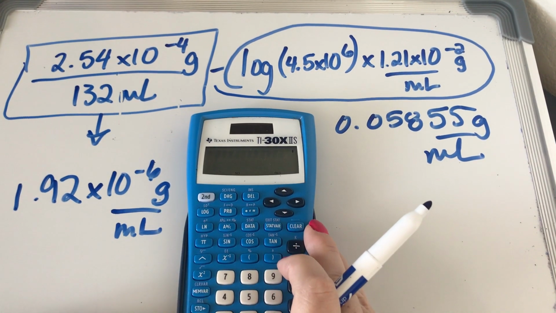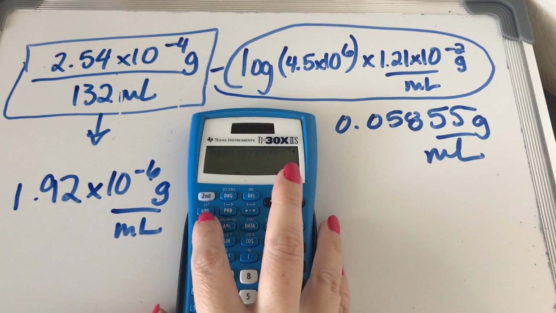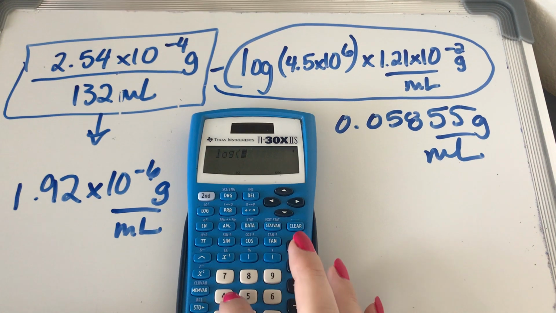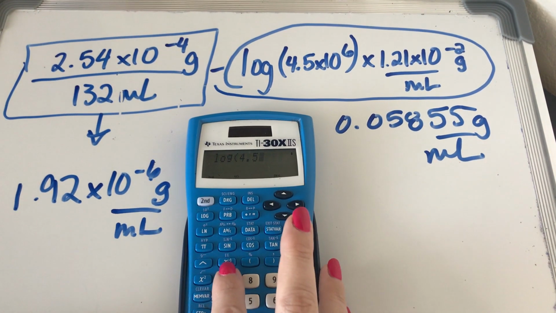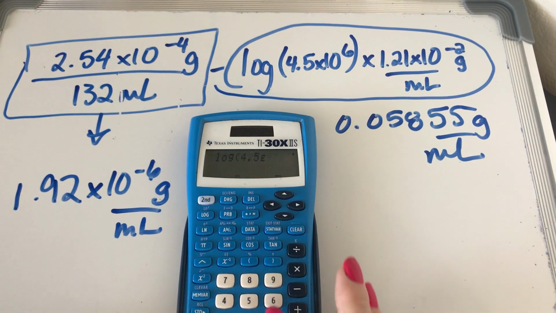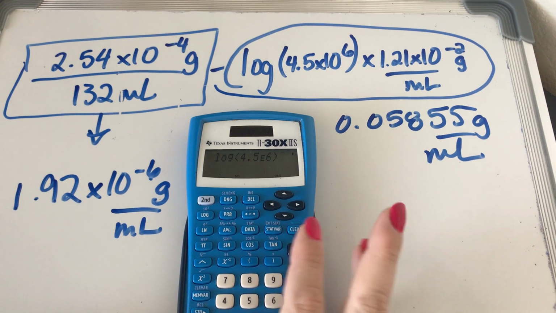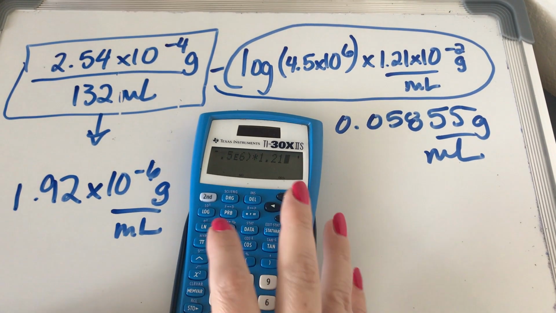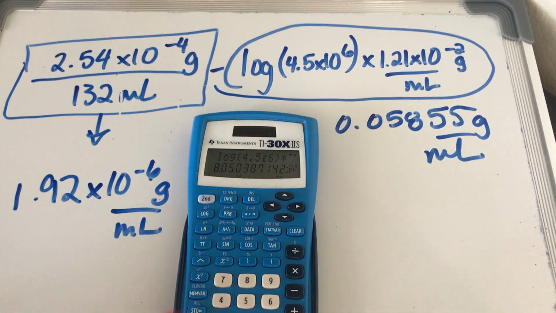So putting the log into the calculator, I think most calculators are pretty straightforward, just have a log button, right? So I would put log and then 4.5 second EE times 10 to the 6th, right? End parentheses times 1.21 second EE negative 2, right?